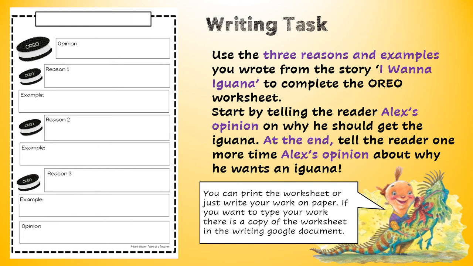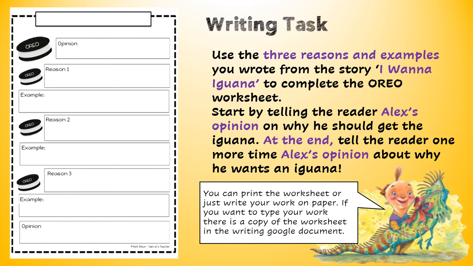So here's your writing task for today. You're going to do for Alex what I did for Elizabeth. Instead of Alex having to write all those different letters, he's just going to write it in one persuasive text. Now, you've already got his 3 reasons and examples to back them up. You just have to begin with stating his opinion at the beginning and at the end. So start by telling his mum what his opinion is on the topic, why he wants that iguana. And then you're going to restate it down the bottom.